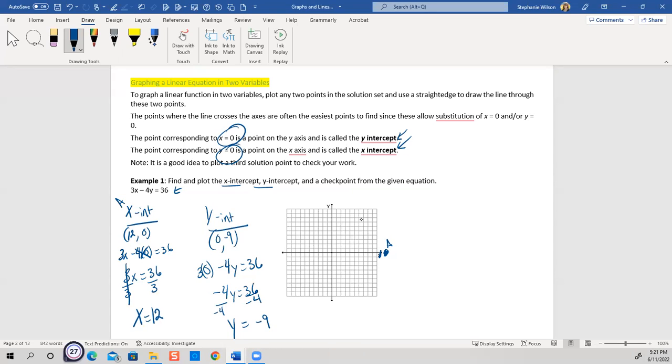It's crossing the y-axis at it. Since it's a negative value for y, we're going below this origin here, and we're going down 9. We're staying on the y-axis because x is 0. I'm going to label this B. All you need is 2 ordered pairs to graph a linear line, right? And do my best to draw a straight line. There we go. Boom, I got it.